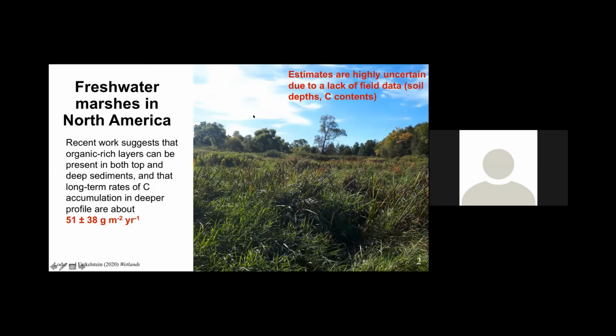However, these estimates of soil characteristics, such as carbon contents and rates of carbon accumulation, are highly uncertain due to a lack of field data. So in order to better constrain this carbon pool, more field data and work is needed.